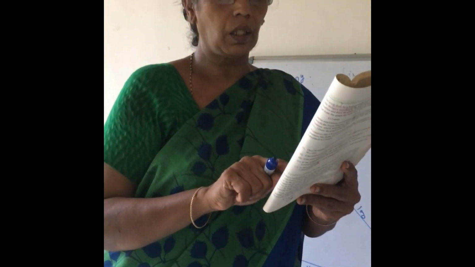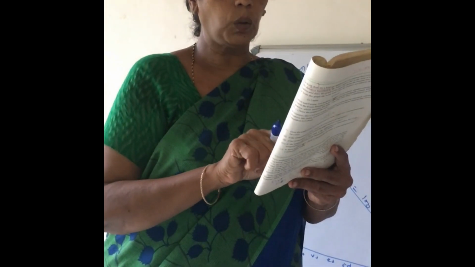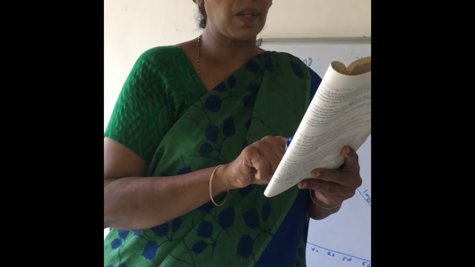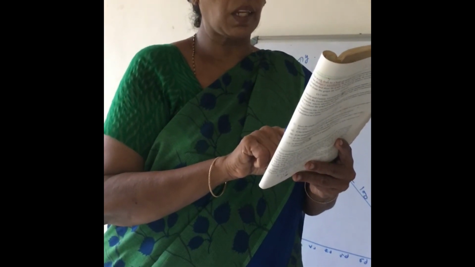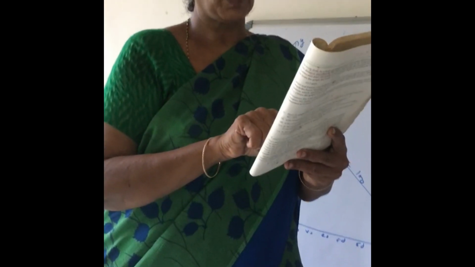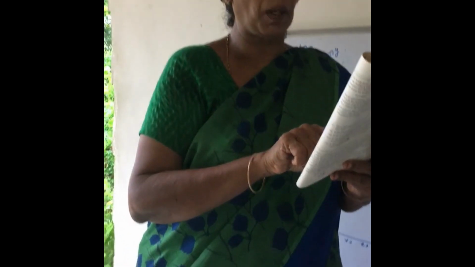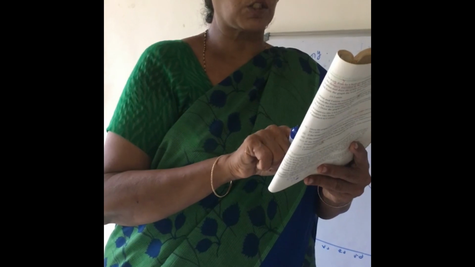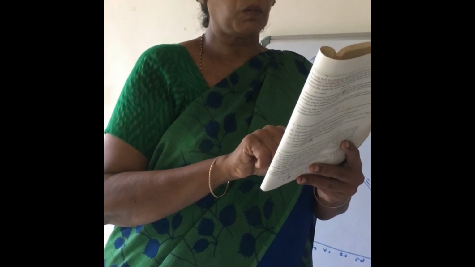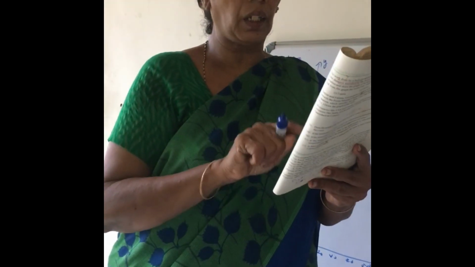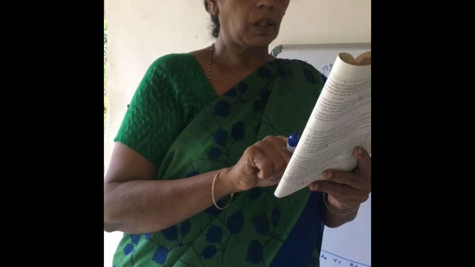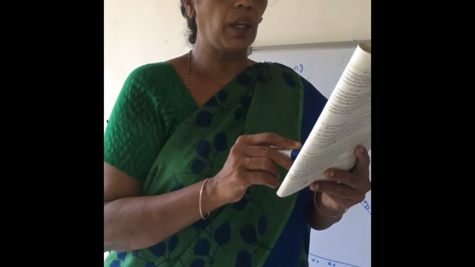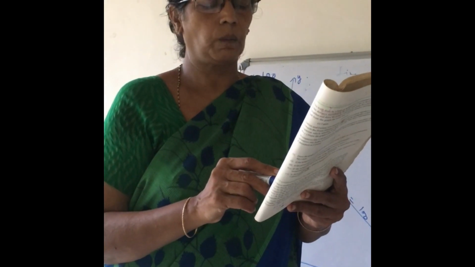Third one, 0 plus 2. X is equal to minus 1. Minus into minus, plus. Minus 1 plus 2... 1 plus 2 is what? 3. So, the third equation is true. And the fourth is false.